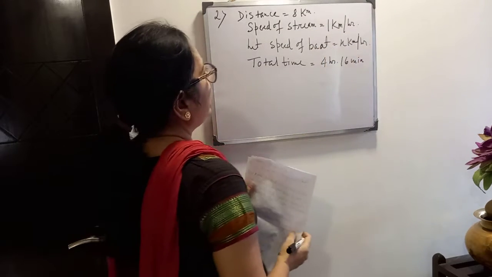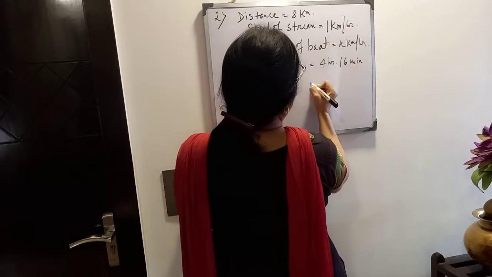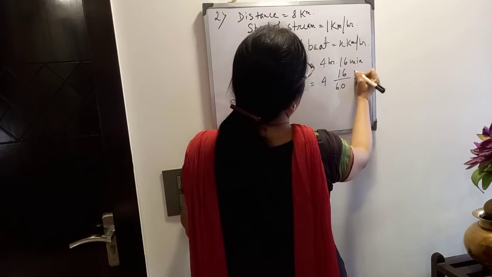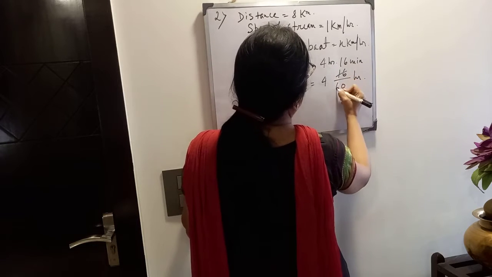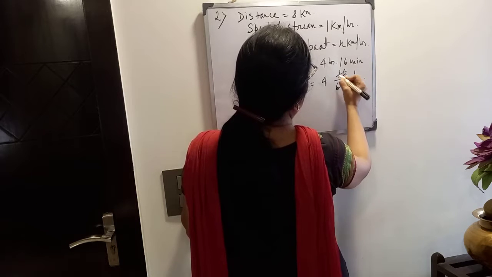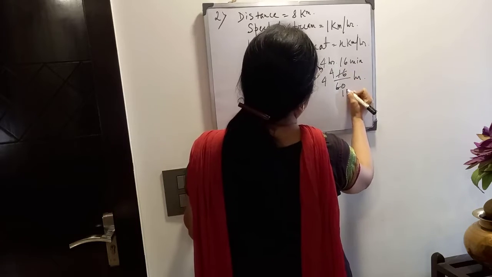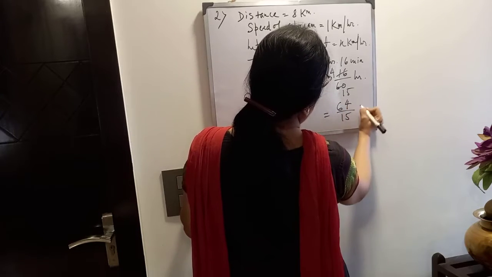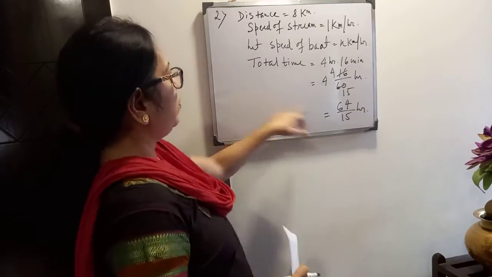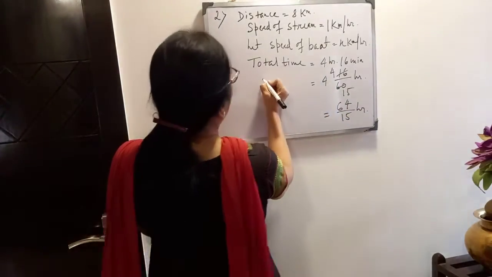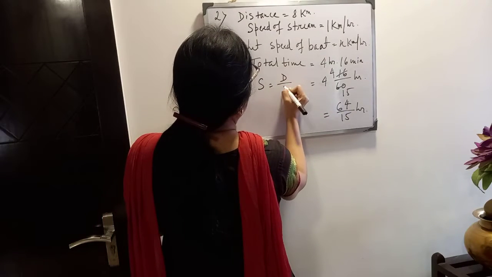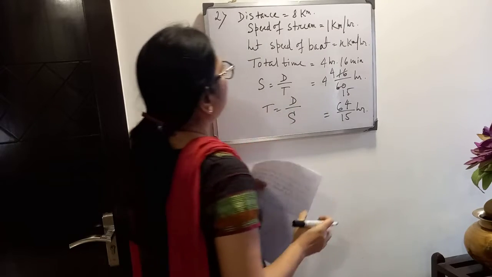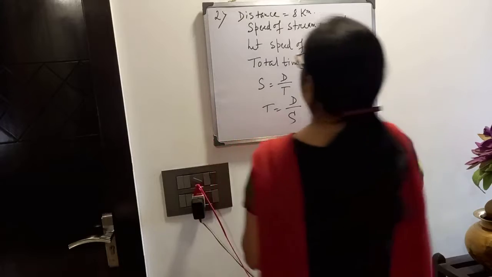Here the speed is in kilometers per hour, so you have to convert this to hours: 16 by 60. Now it is becoming 64 by 15 hour. So our time is this, and we know the relation speed equals distance by time, so time is distance by speed. Clear?